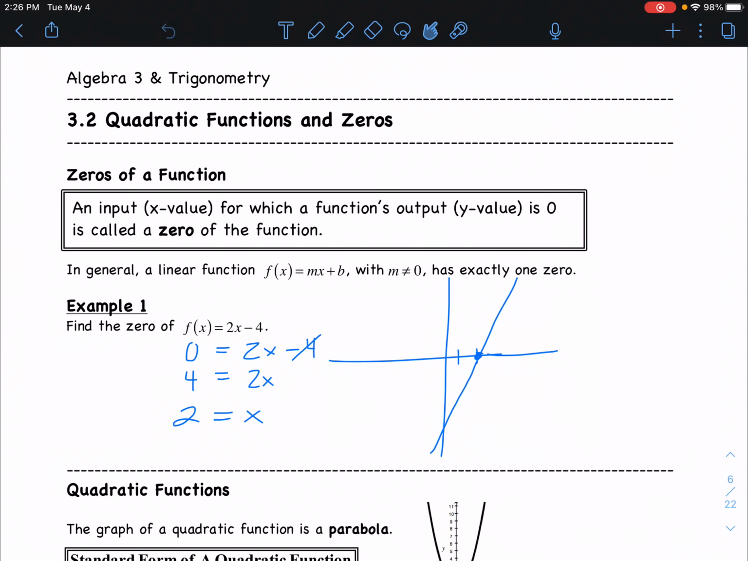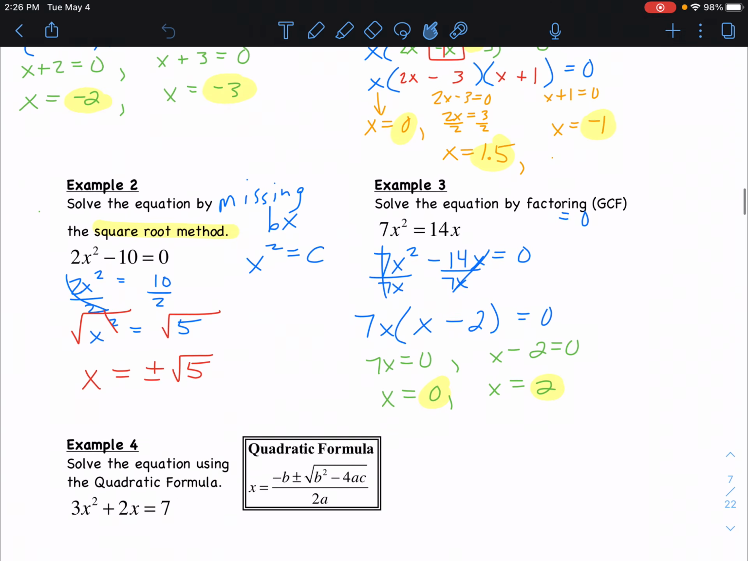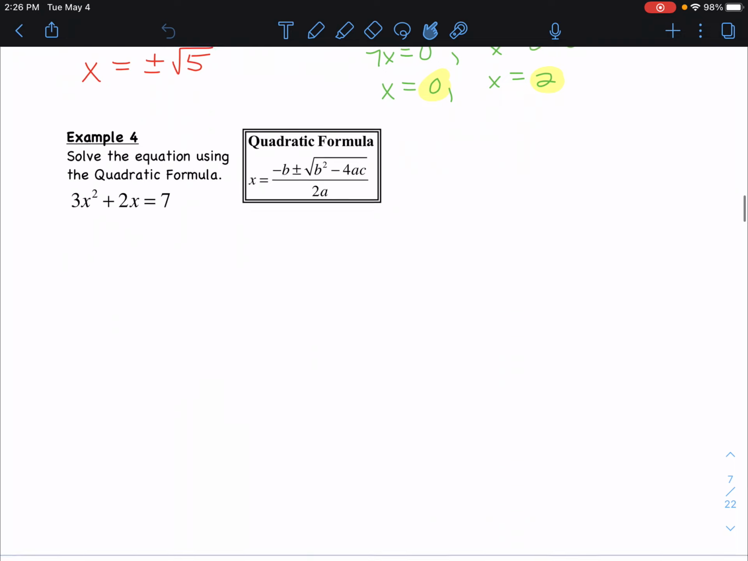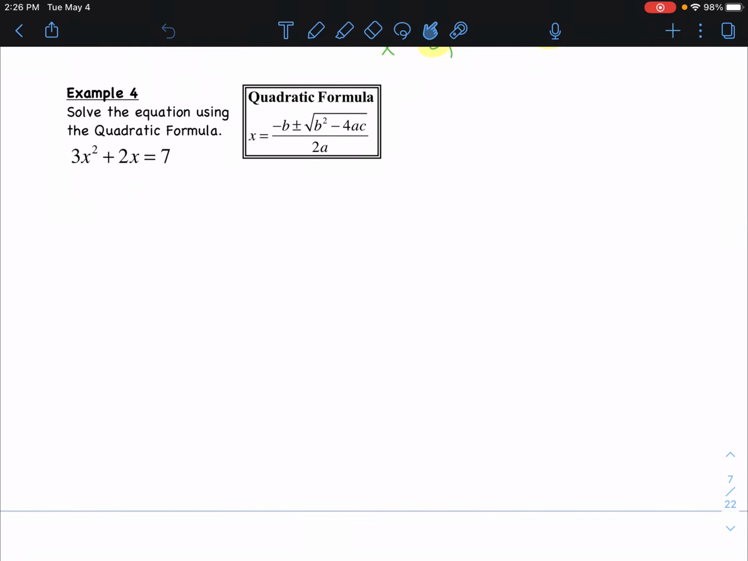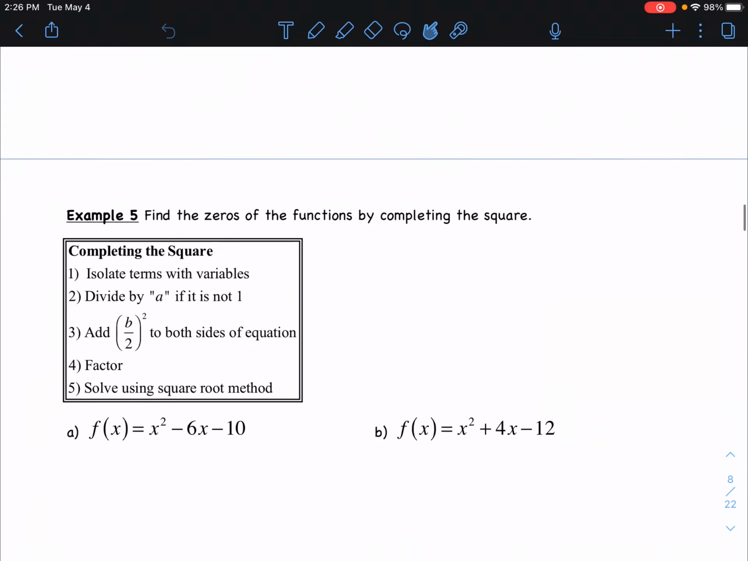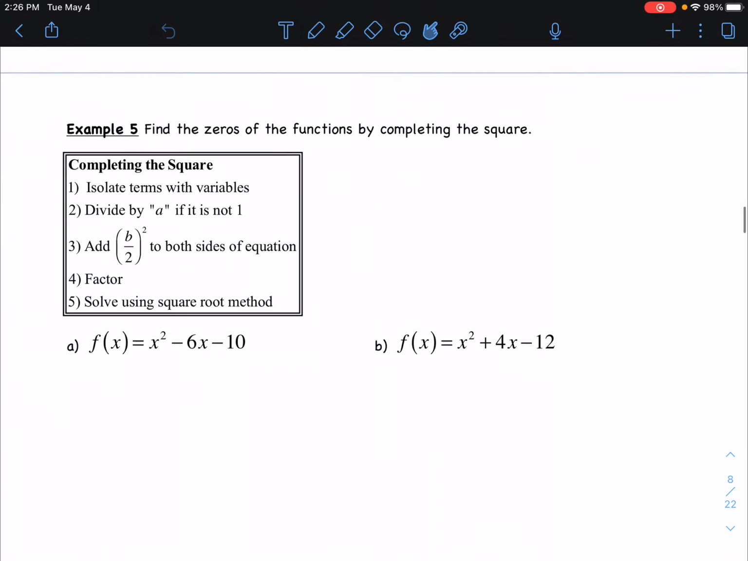We are in section 3.2 today, but we already started some of it in a previous lesson. Scroll down a little bit to Example 4, where we're going to solve the equation using the quadratic formula, which you learned in Algebra 2. Now, we're going to learn two things today: the quadratic formula and this method called completing the square.